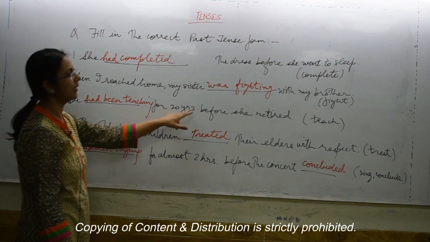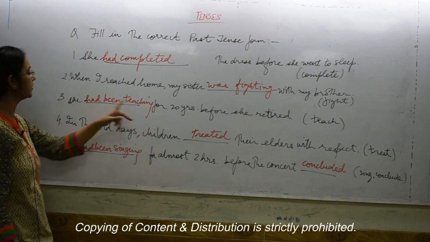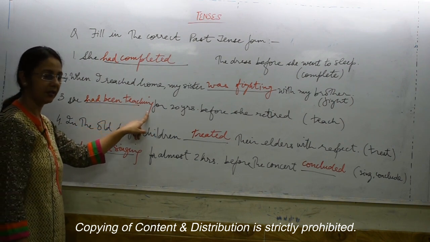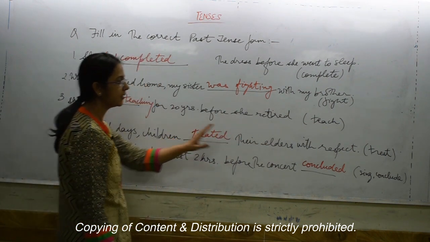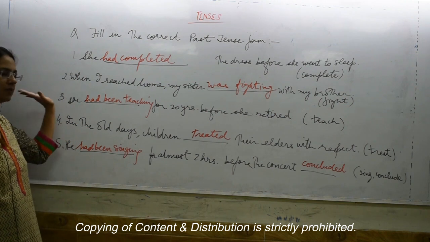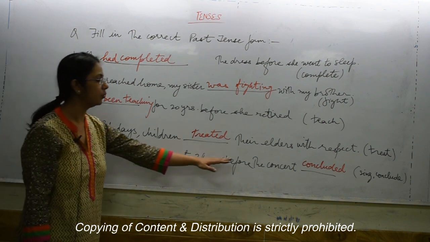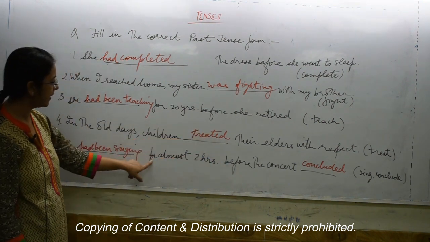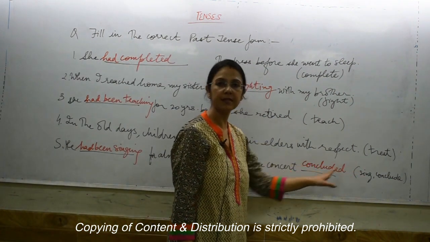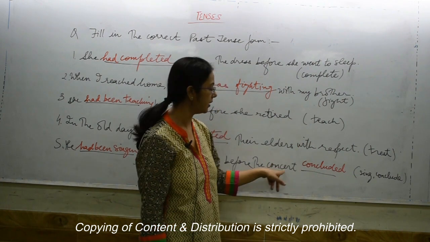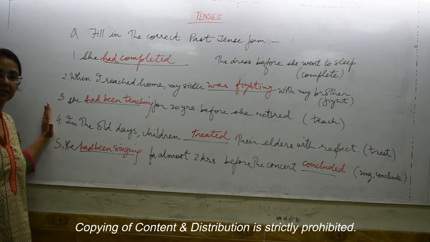She dash for 20 years before she retired, teach. When the for comes, then past perfect continuous is used, so had been teaching. In the old days, children dash their elders with respect, treat is the simple past tense. In the old days, what happened was they treated. He dashed for almost 2 hours. Since for is there, so had been singing. Before the concert, conclude means concluded. Concluded means finished. So that is why we have written this. I hope this is clear.